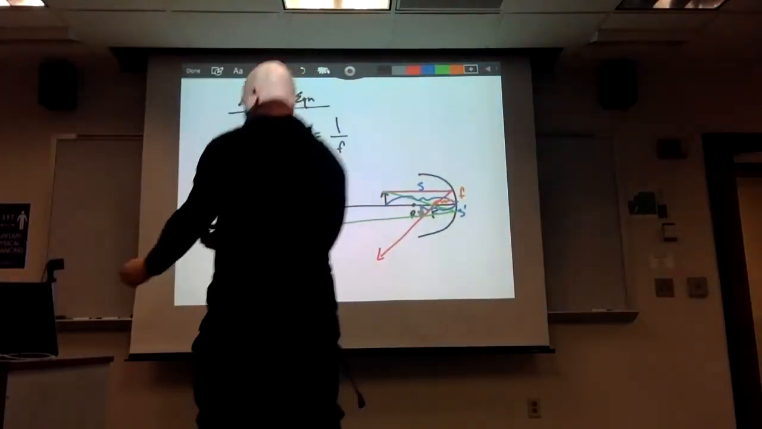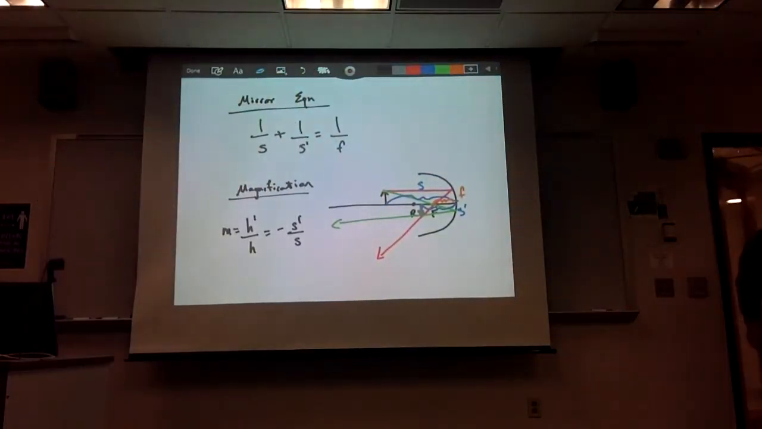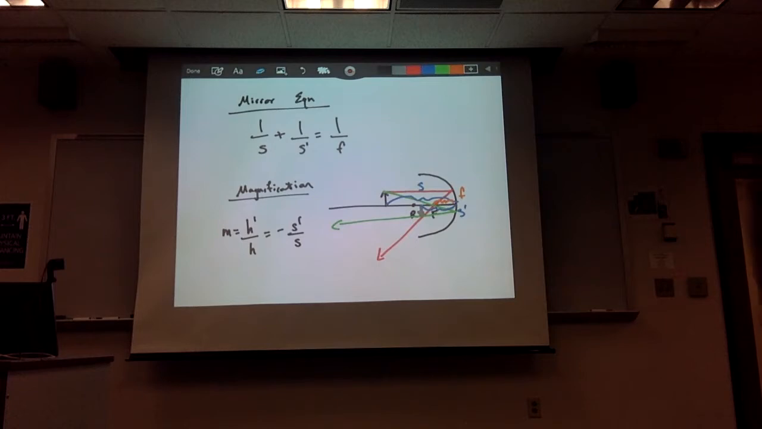All righty, good morning, everyone. So last time on Friday, we finished off by talking about the mirror equation.